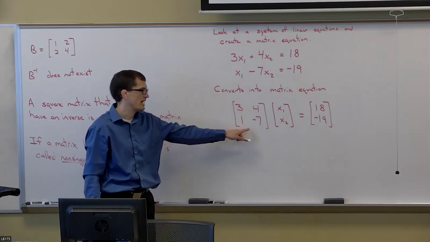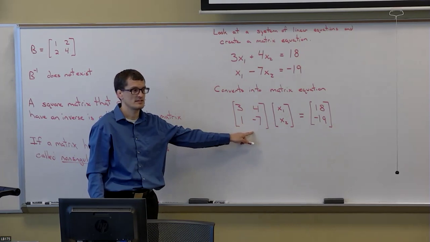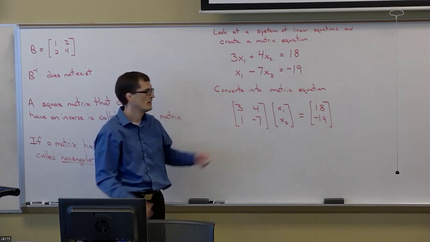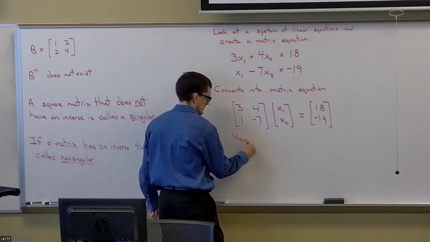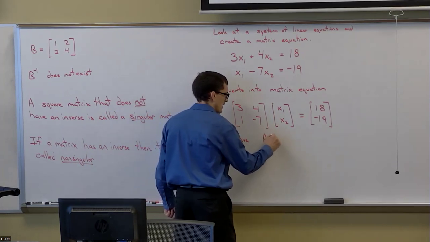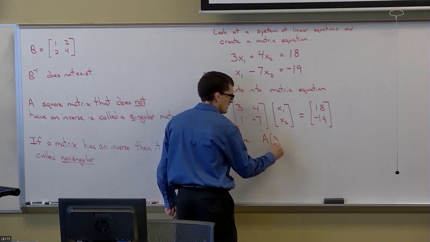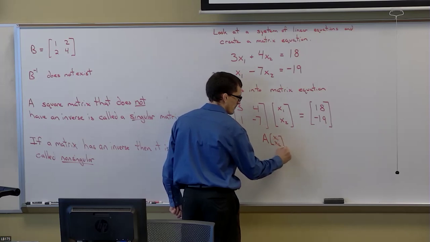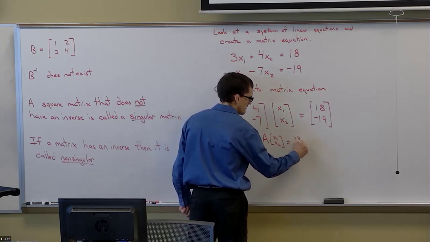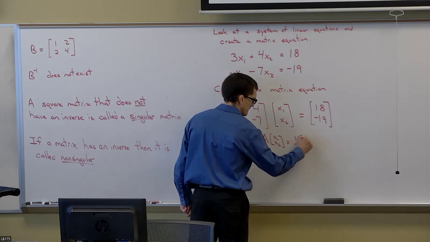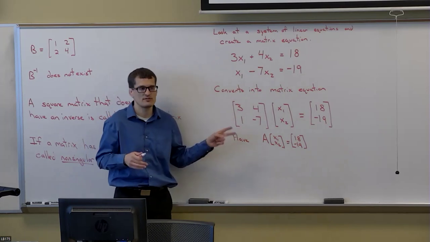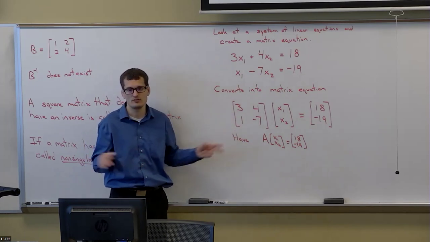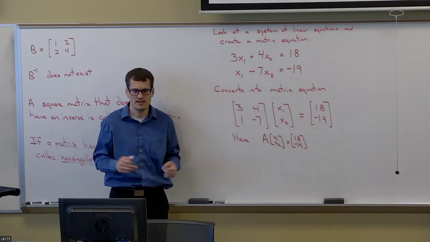Now let's call this A. Can I call that A? Everybody good? So we have A times x1, x2 is equal to 18, -19. Now, I know that A has an inverse. You can check if you want to, but I know that A has an inverse, I set it up that way.